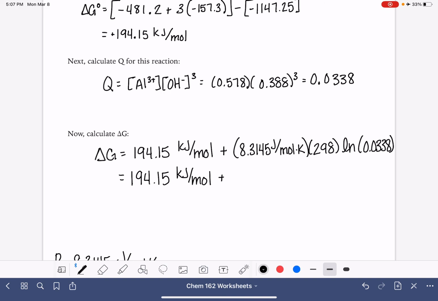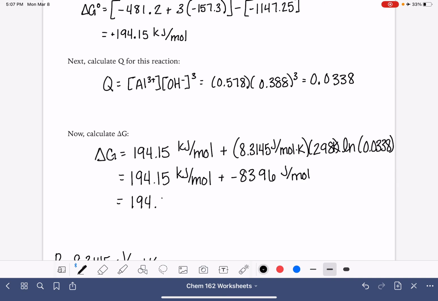I'm going to solve that: 8.3145 times 298 times the natural log of our Q. This is negative 8396, and my units are joules per mole Kelvin. Nope, my Kelvins canceled out. I forgot to write that down. Joules per mole. So we need to do a joule to kilojoule conversion.